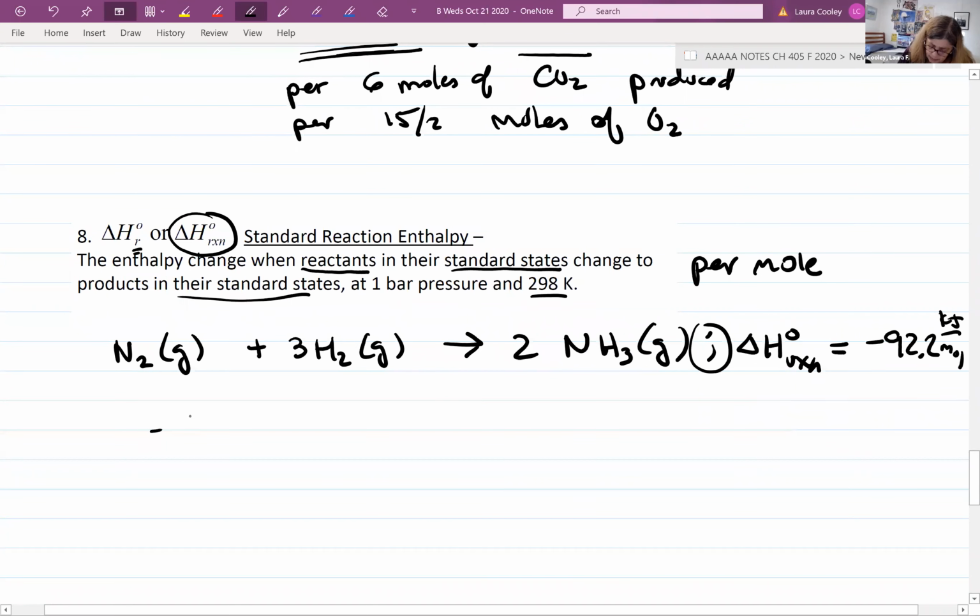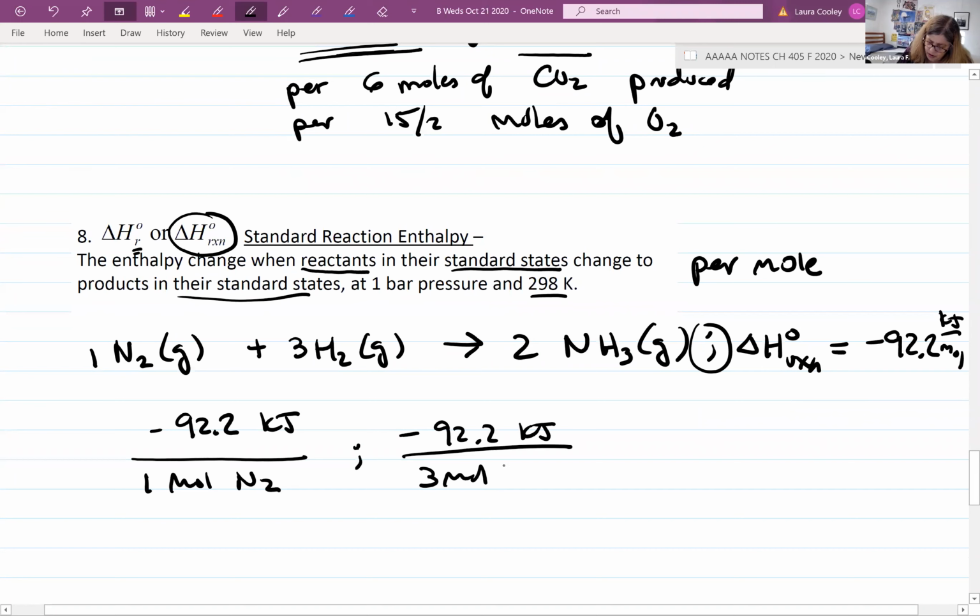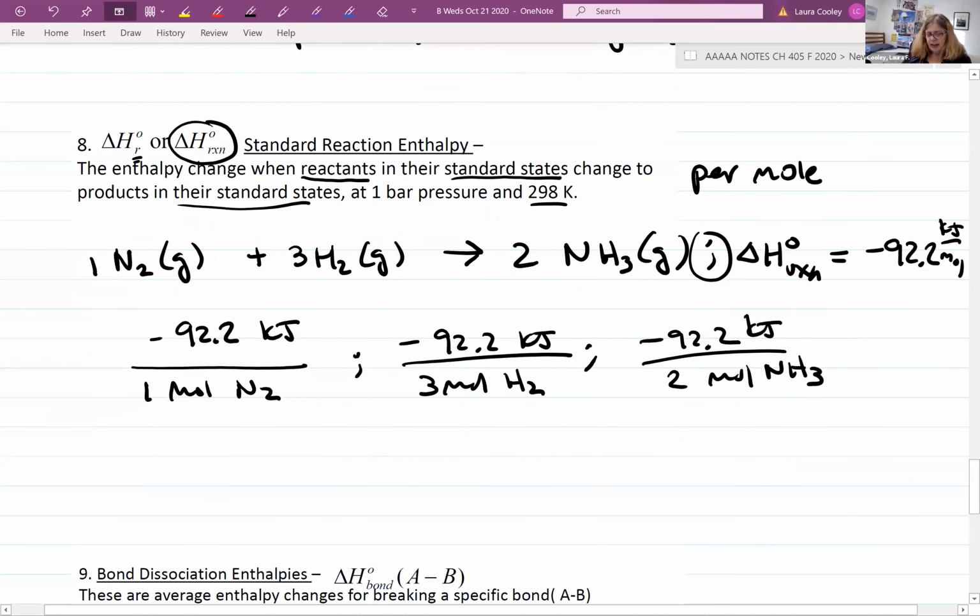So what does that mean? Minus 92.2 kilojoules per 1 mole of N2, or per 3 moles of H2, or per 2 moles of NH3. So if you were going to say, okay, I start with, let's make it 18 and 18, 36 grams of H2, that turns out to be 2 moles of H2.